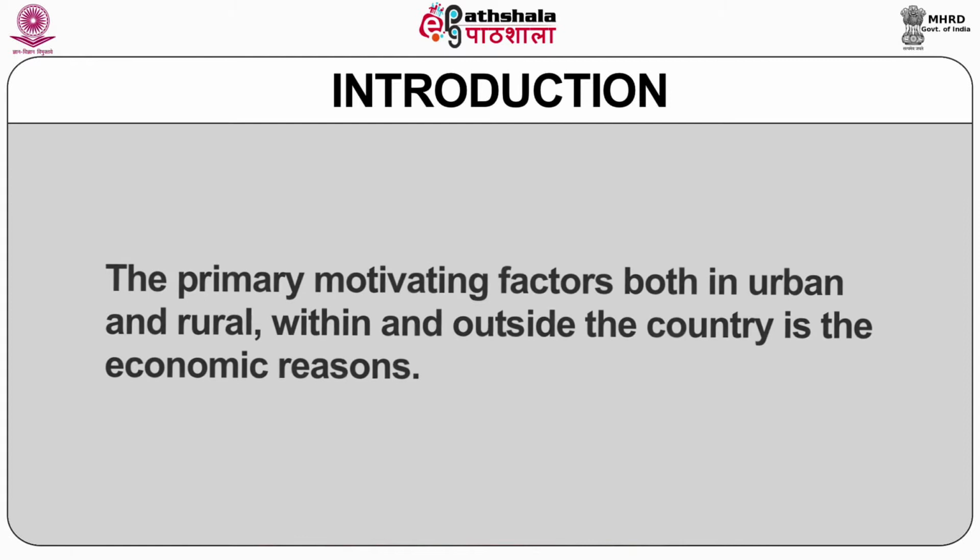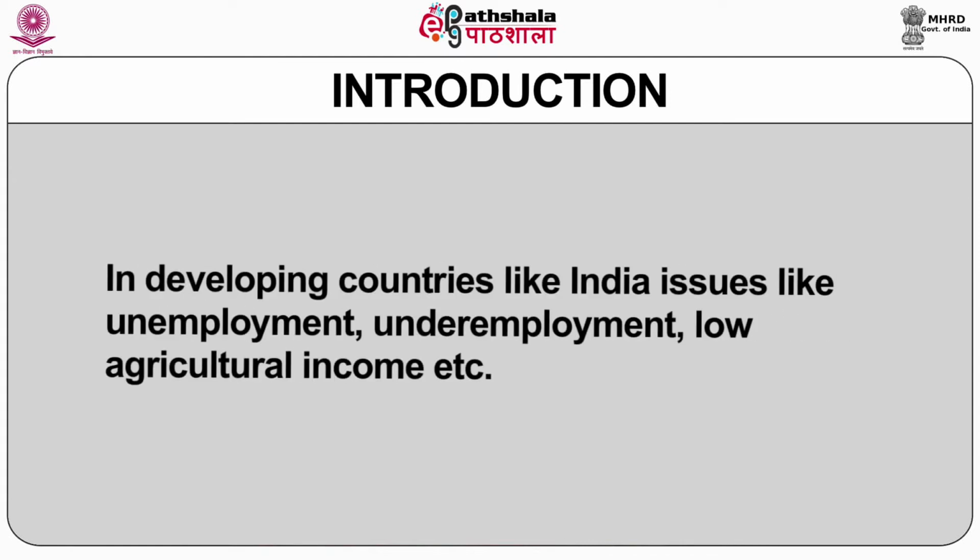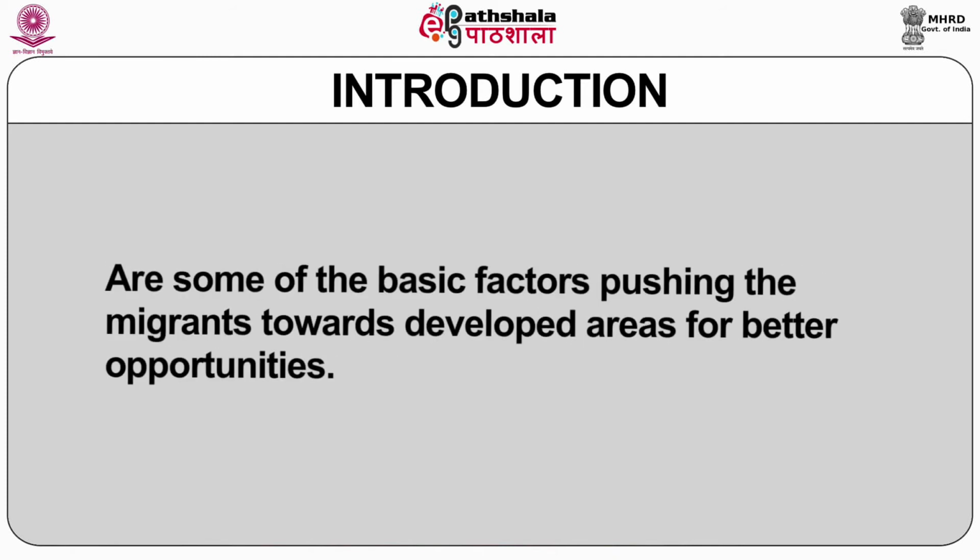The primary motivating factor, both in rural and urban, within and outside the country, is economic reasons. In developing countries like India, issues like unemployment, underemployment, low agricultural income, etc. are some of the basic factors pushing the migrants towards developed areas for better opportunities. Poverty plays an important role in pressurizing people to move out from the traditional place of work to progressive areas, mostly ending up getting into unskilled work which is unsuited.